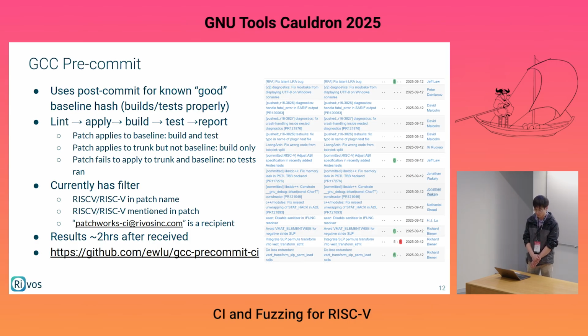You could easily get plumbed into the CI by CCing patchwork CI at RISC when you're submitting the patch to the mailing list. Our goal is to provide a pretty fast response time, so we try to get our results within 2 hours after the patch has been received, and this just helps with the development cycle.